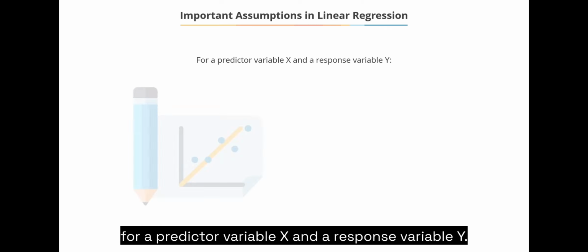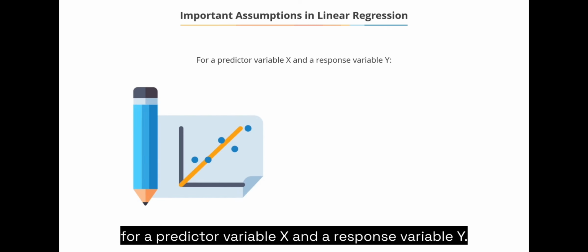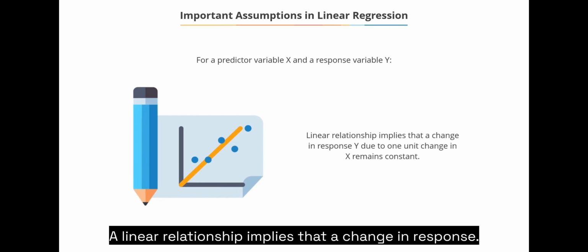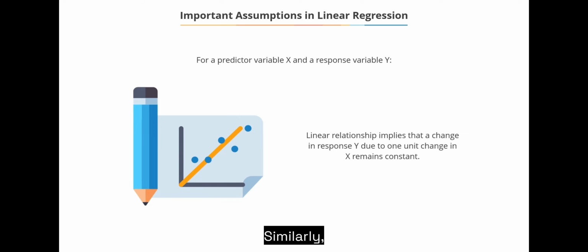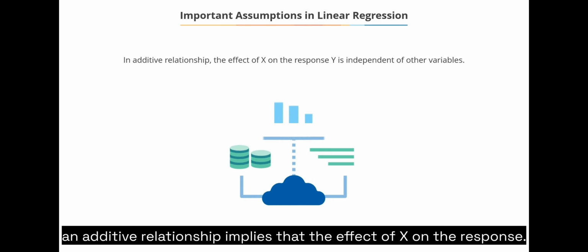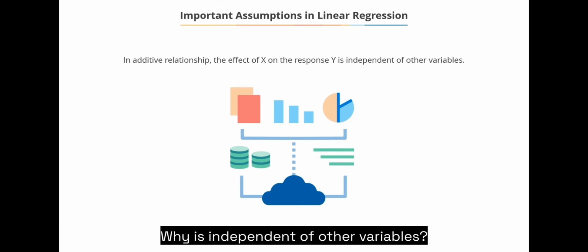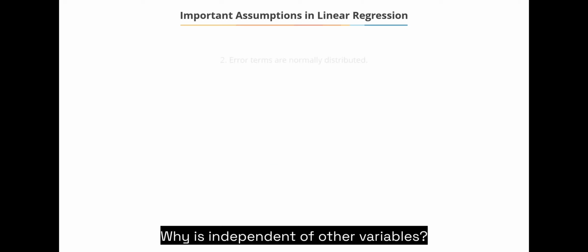For a predictor variable x and a response variable y, a linear relationship implies that a change in response y due to one unit change in x remains constant regardless of the value of x. Similarly, an additive relationship implies that the effect of x on the response y is independent of other variables.